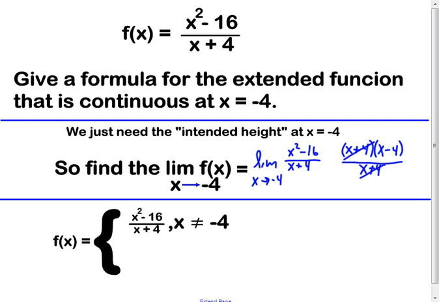Factoring, we get some cancellations, and then we can try our substitution. We get negative 4 minus negative 4, which equals negative 8. So we can extend this function. We know at negative 4, the y value should be negative 8.